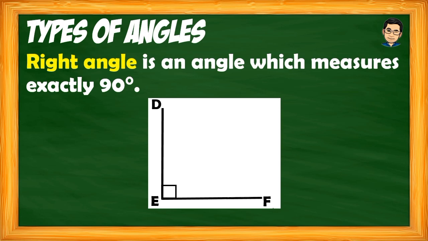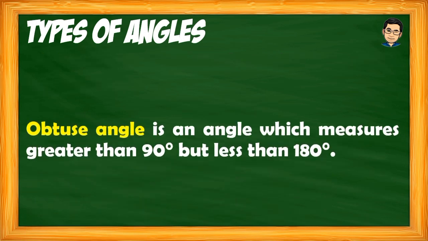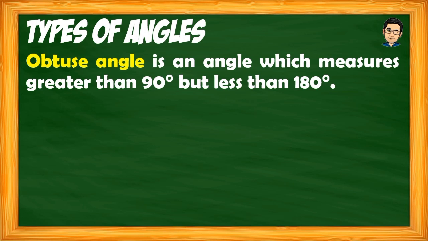So, paano natin papangalanan ng angle na yan? Again, we can name it using 3 letters. Angle DEF, angle FED, and of course, using the vertex, angle E. The next one is an obtuse angle. So, an obtuse angle is an angle which measures greater than 90 degrees but less than 180 degrees. So, ano ang itsura ng obtuse angle?